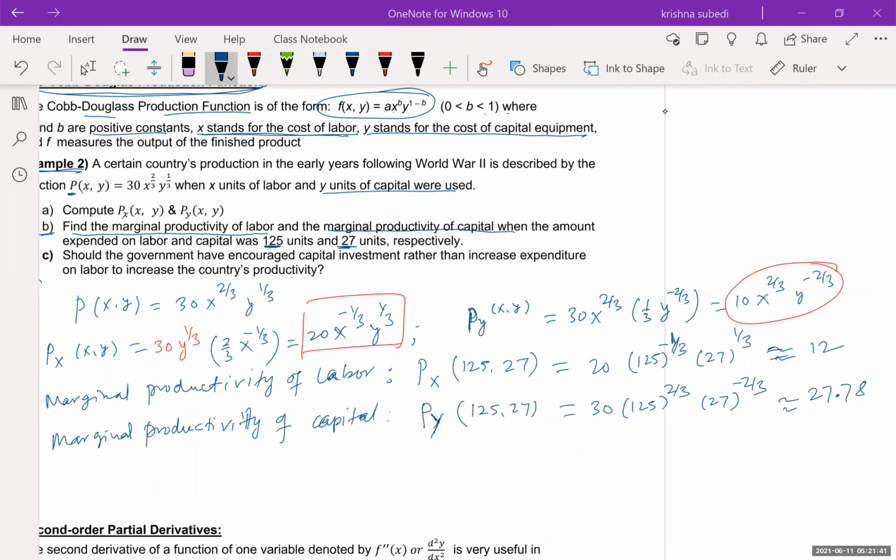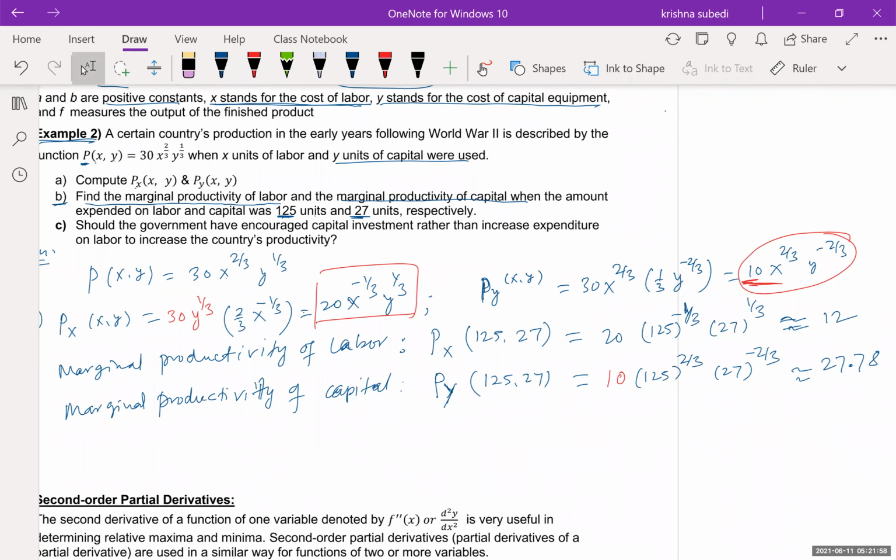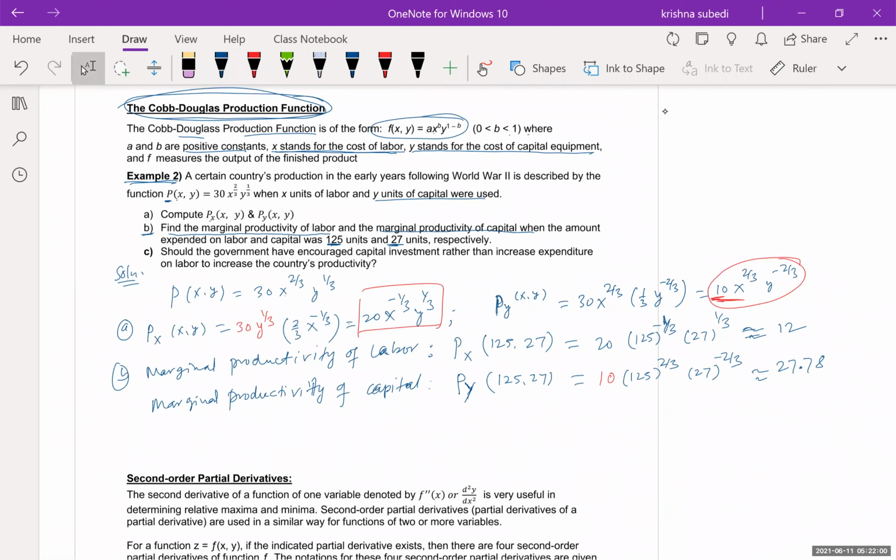Yeah, I was checking how many of you are paying attention. This is actually not 30. This is 10. As you can see here, it is 10, not 30. So when it is 10, you're going to get 27.78 approximately. Okay. So we got the marginal productivity of labor and capital.